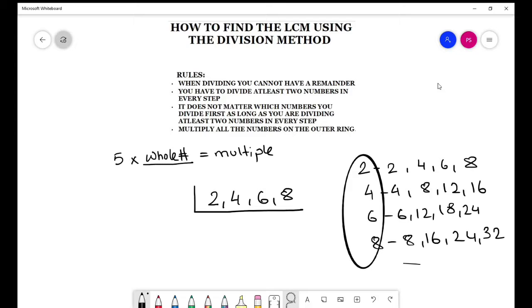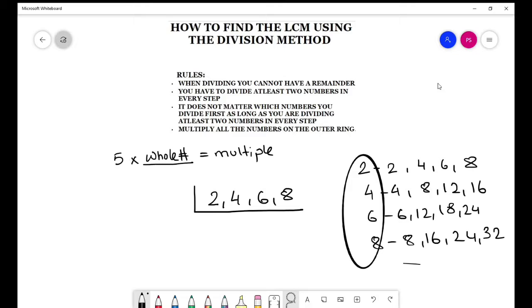Now, using the division method requires you to follow certain rules. The first rule is that when dividing, you cannot have a remainder. The second rule is you have to divide at least two numbers in every step. Rule number 3, it does not matter which numbers you divide first as long as you're dividing at least two numbers in every step. Multiply all the numbers on the outer ring. Now, if these rules don't make a lot of sense, watch the next couple of examples and it will become clear.